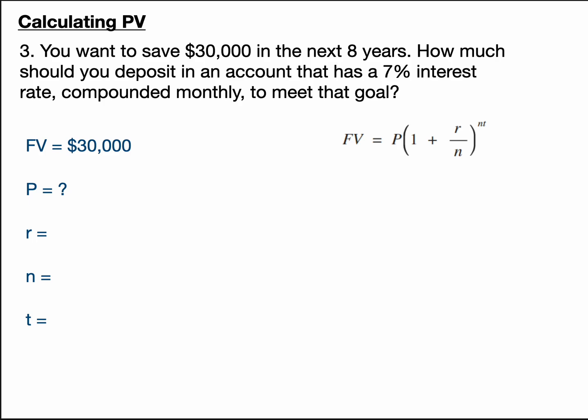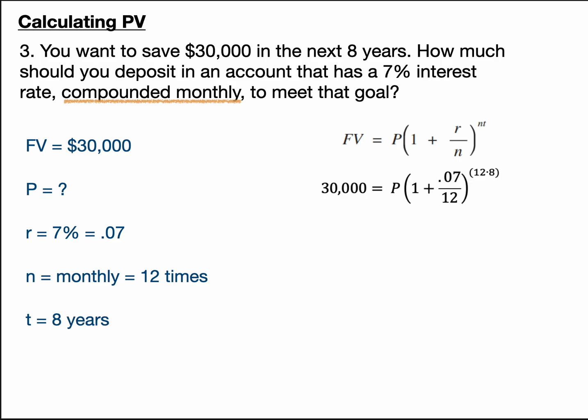So that's the question this time, see? Now we don't know the present value, the principal. However, identifying the other variables is the same as previously. The percent is your rate. The number of times compounded comes from whatever word is after the word compounded in the question. Compounded monthly, that's 12 times a year. And T is the number of years. So when you plug it in, it looks like this.